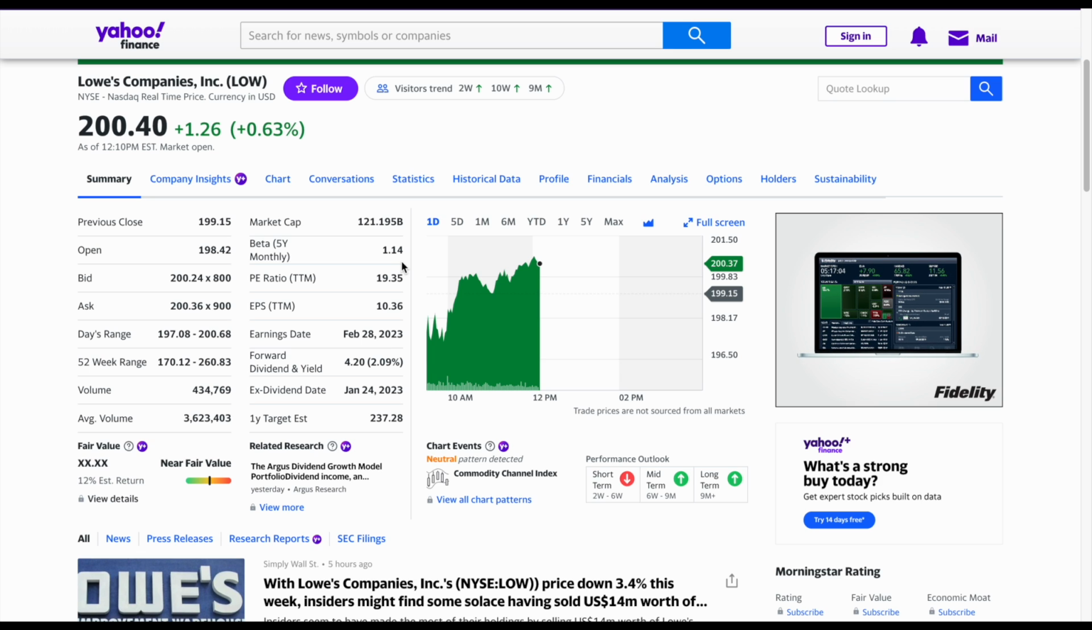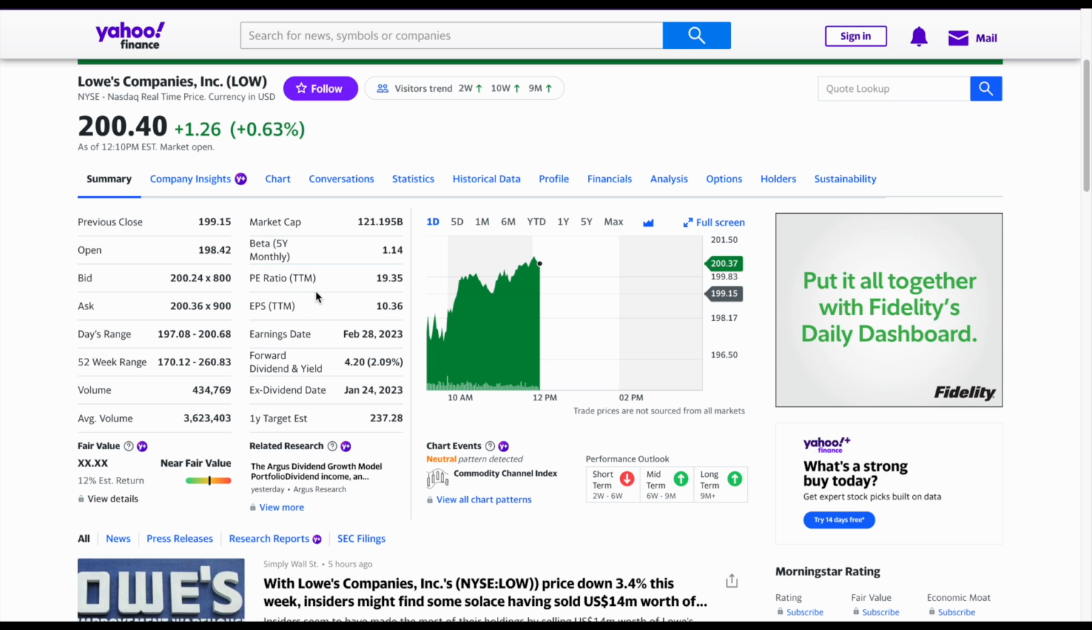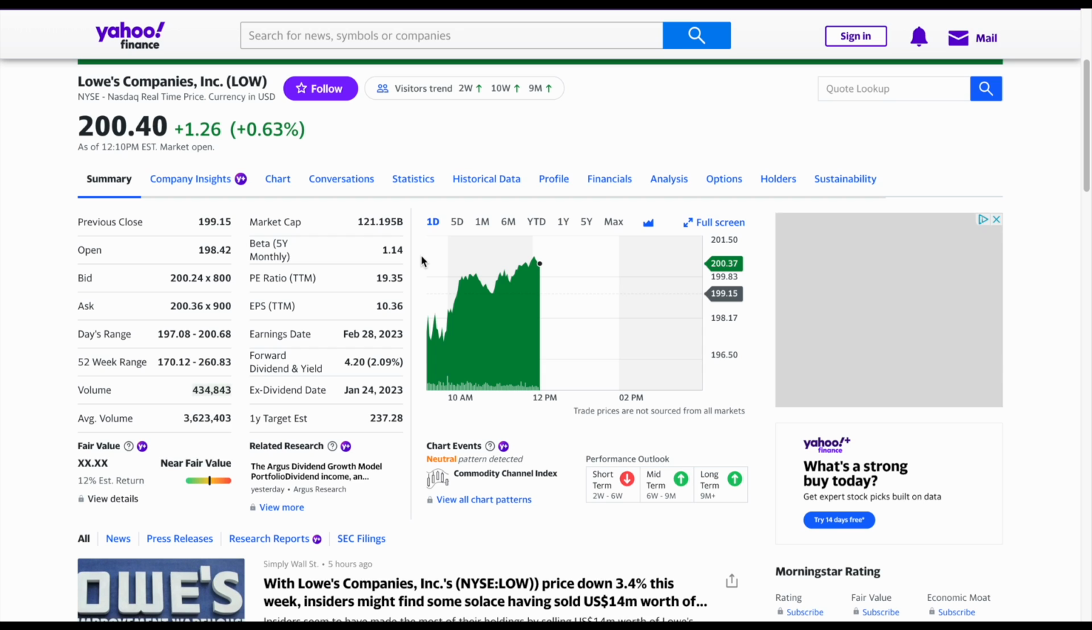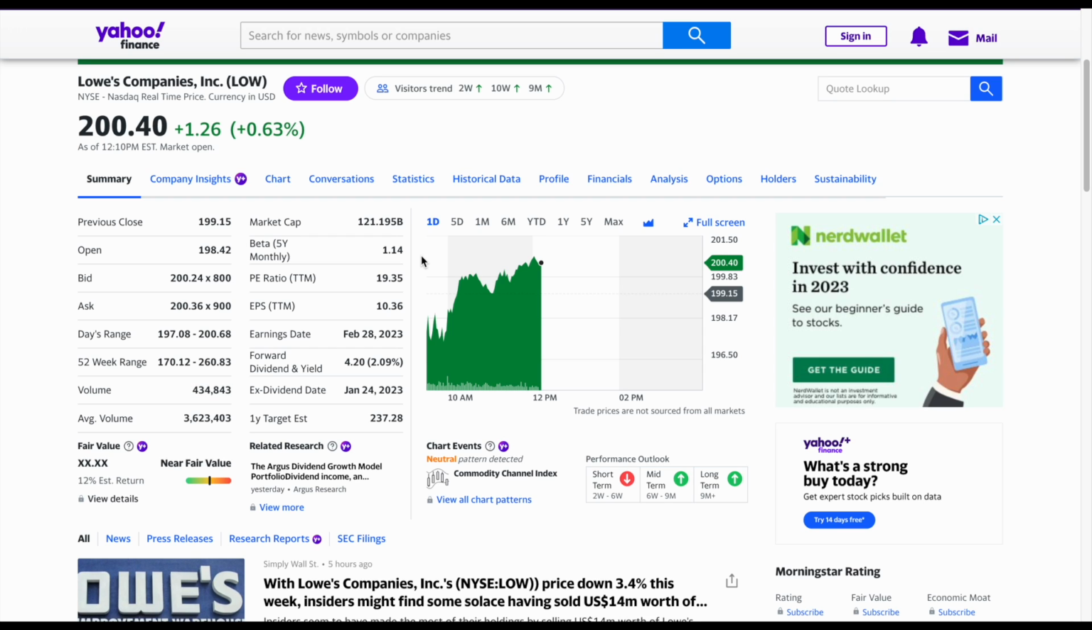Now, the next thing we do want to look at is our PE ratio, which stands for our price to earnings ratio. We can see for Lowe's that is sitting at 19.35. The price to earnings ratio is the ratio for valuing a company that measures its current share price relative to its earnings per share. This is important because this can be used to compare companies that are similar in structure, and we'll be talking about that just a little bit later in the video.